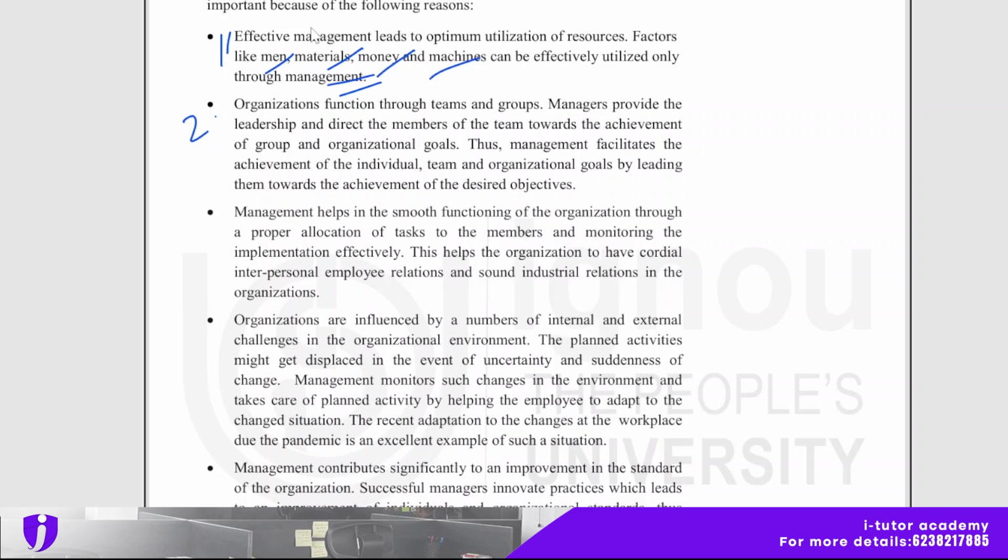An organization only functions through teamwork or group work. Managers provide the leadership and direct the members of the team towards achievement of group and organizational goals. Management facilitates the achievement of individual, team and organizational goals by leading them towards the desired objective. And what is the third point?